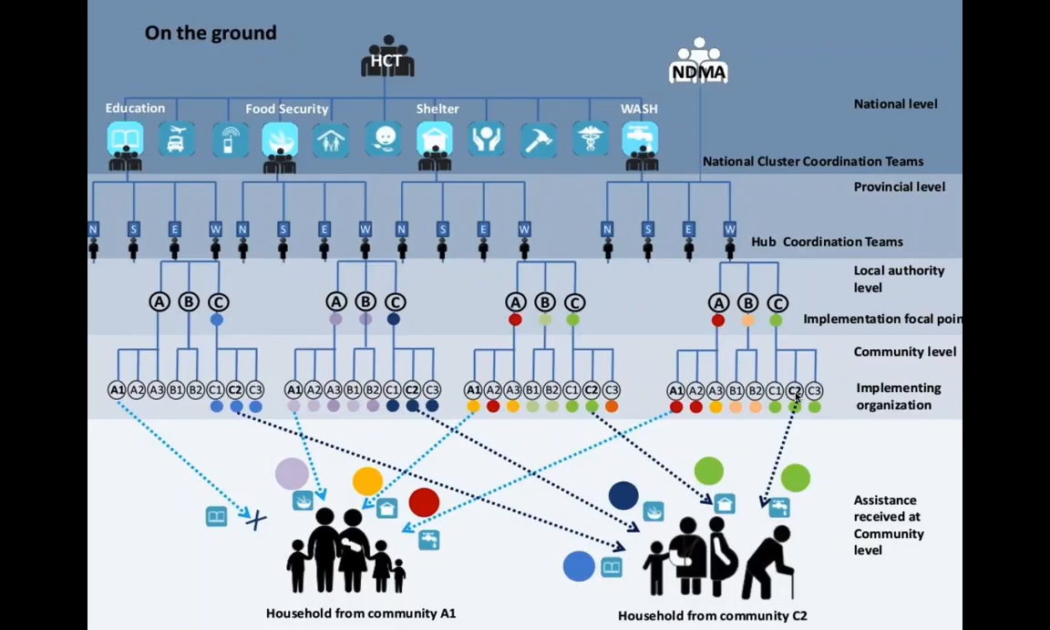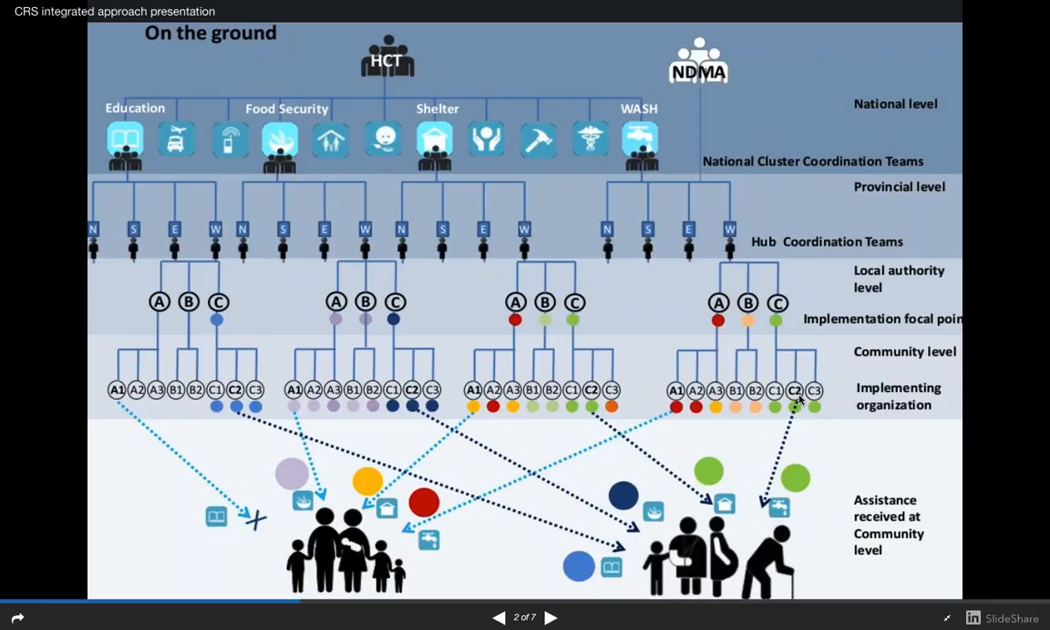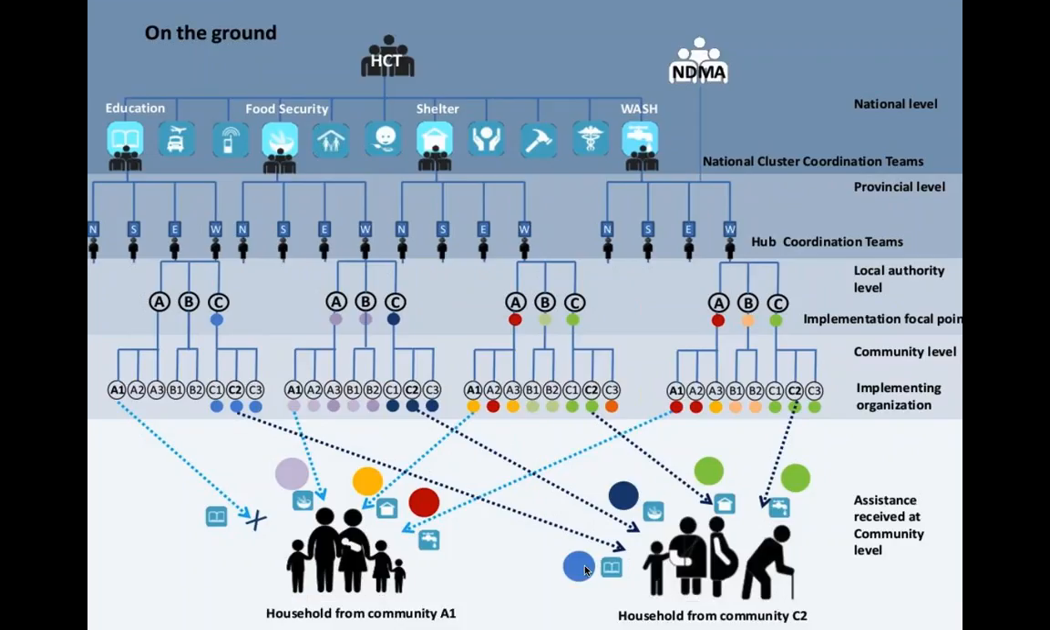So what we're trying to show here is, if you were to take village C2, for example, they're receiving water from an agency, a green agency, we call it whichever one, and then they're also receiving shelter from that agency, but they're also receiving food from a different agency, a sort of dark blue agency, and they're also receiving education from a light blue agency. So this household or community are receiving different sectoral support from different agencies, and this is regularly what we see on the ground.